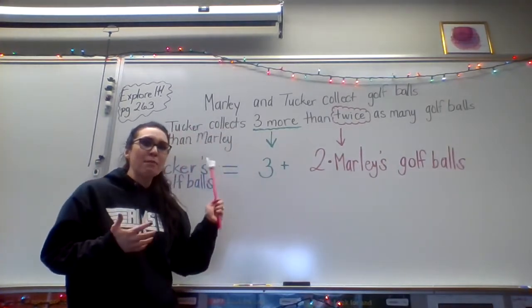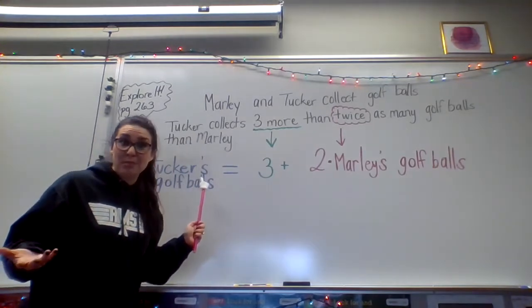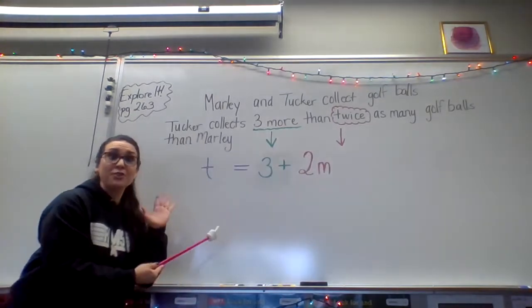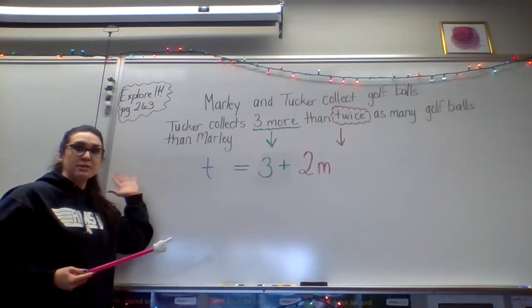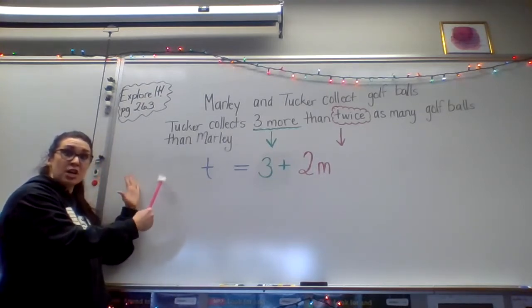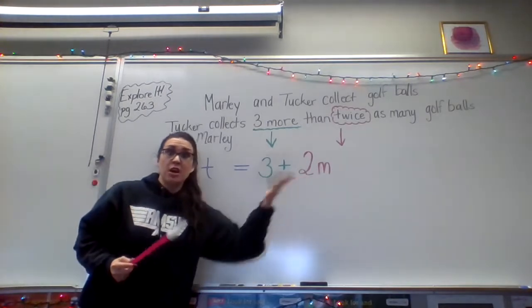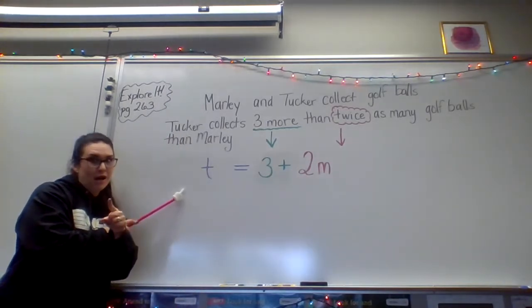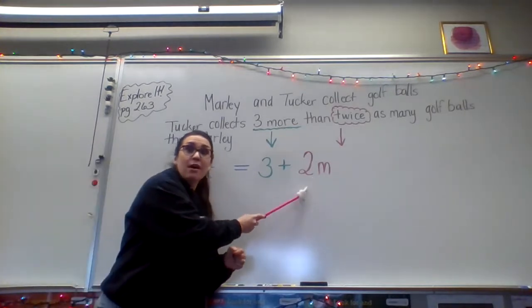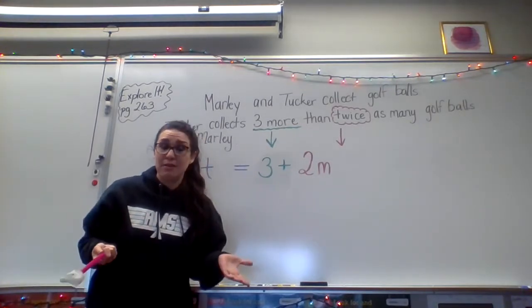Now, how can we represent this just using some variables? Ta-da! So now all I've done, my friends, is I've just shortened it a little bit, right? So instead of having all those words, Tucker's golf balls, Marley's golf balls, all I'm doing is I'm using T for our Tucker, the pug, right? And then I'm using M to represent Marley's amount, right?